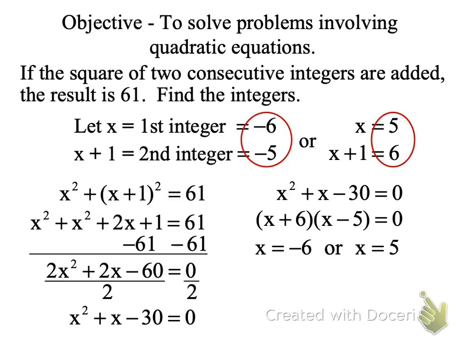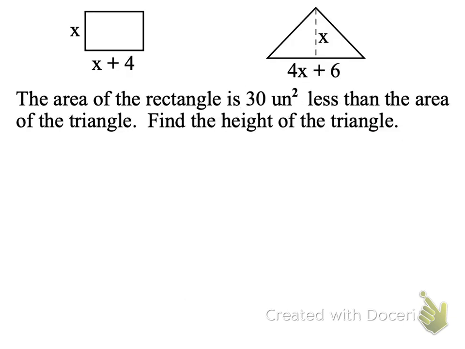Okay, so next one. The area of a rectangle is 30 units less than the area of a triangle. So right away I'm going to create what they're saying. The area of a rectangle is 30 less than the triangle. What's that going to look like? Triangle minus 30. Now, what is the formula for a rectangle? Length times width. What's the formula for a triangle? 1/2.